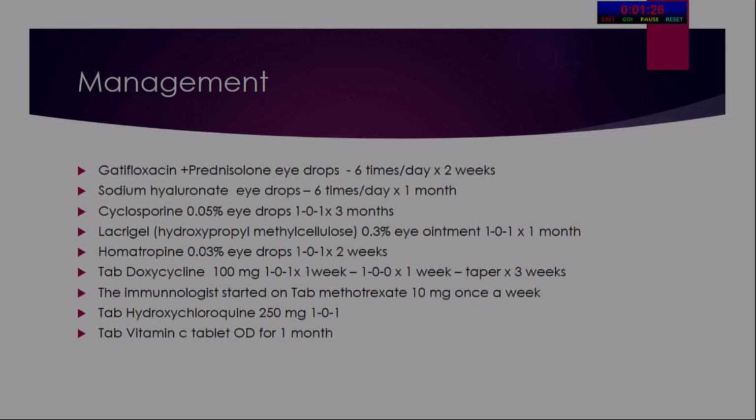Management: the patient was managed with Gatifloxacin plus prednisolone eye drops for 2 weeks, 6 times a day. Sodium hyaluronate eye drops were used. Cyclosporine eye drops were given BD. Lacrigel eye ointment was used. Homatropine 0.03% eye drops was used. Tablet doxycycline was used and tapered, first BD and then OD. The immunologist started tablet methotrexate 10 mg once a week and hydroxychloroquine 250 mg BD.